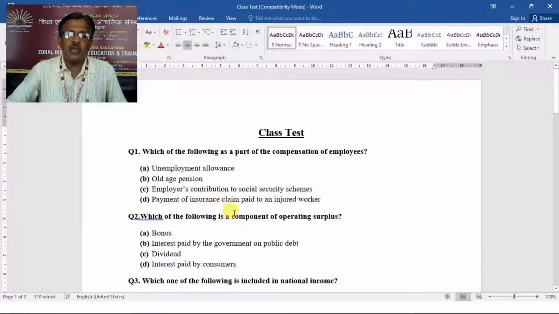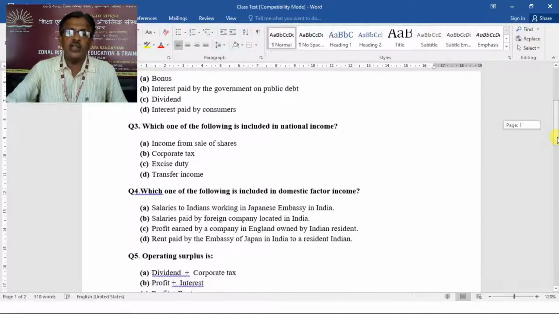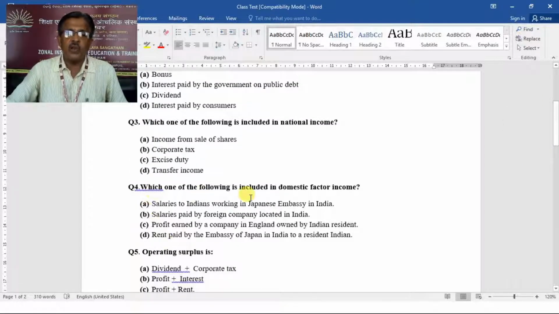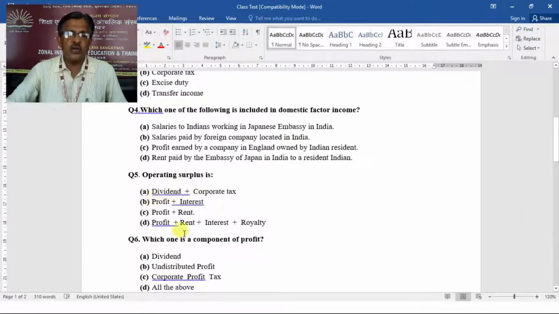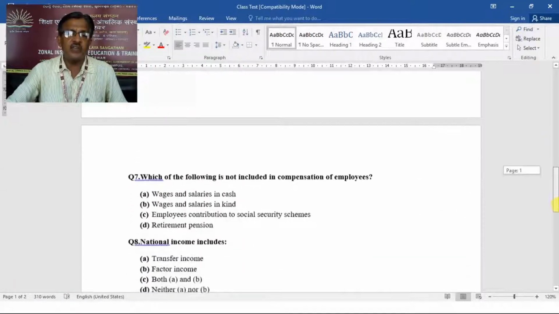Then, which of the following is a component of operating surplus? You see these options. Then, which one of the following is included in national income? So out of these, which one is to be included in the national income? Which one of the following is included in domestic factor income? You see the options. Out of these, which one is operating surplus? Which one is a component of profit? You see all these four, and which one is the component of profit?